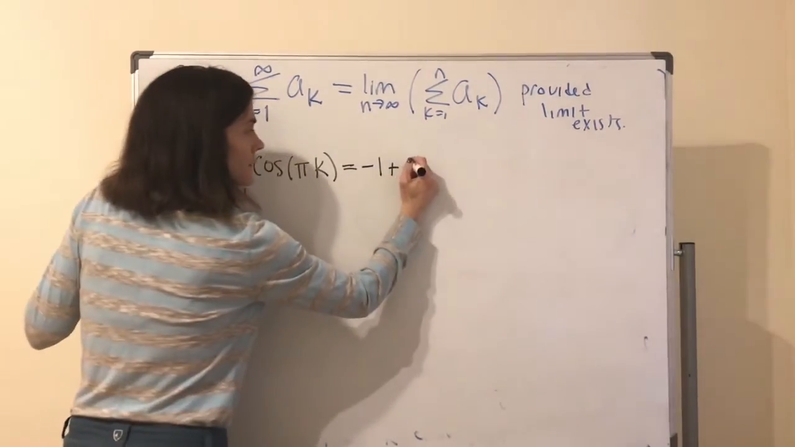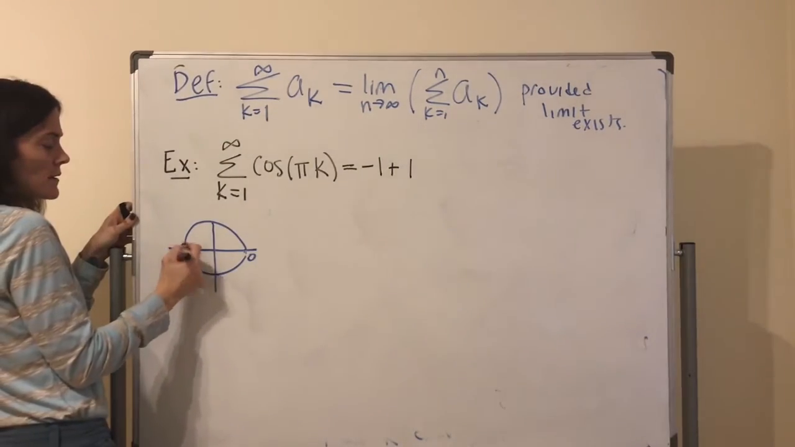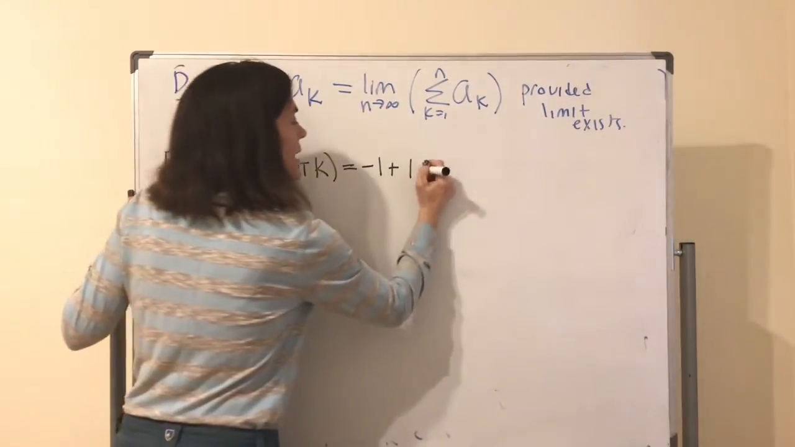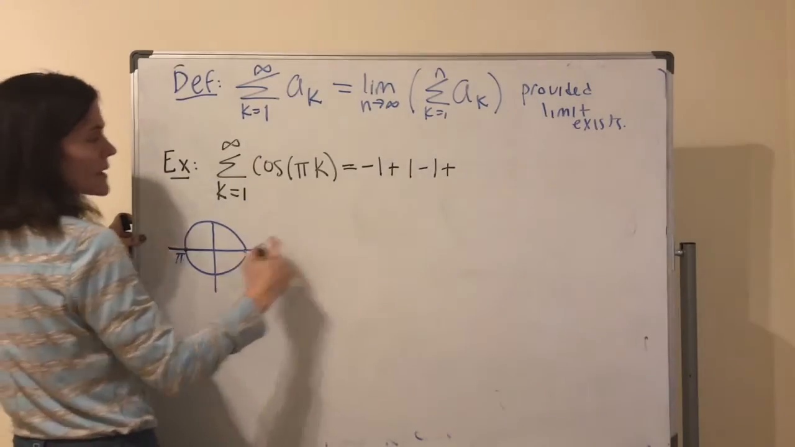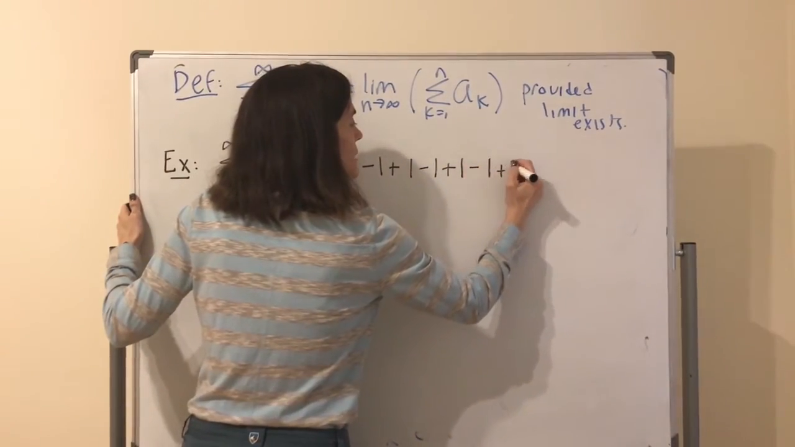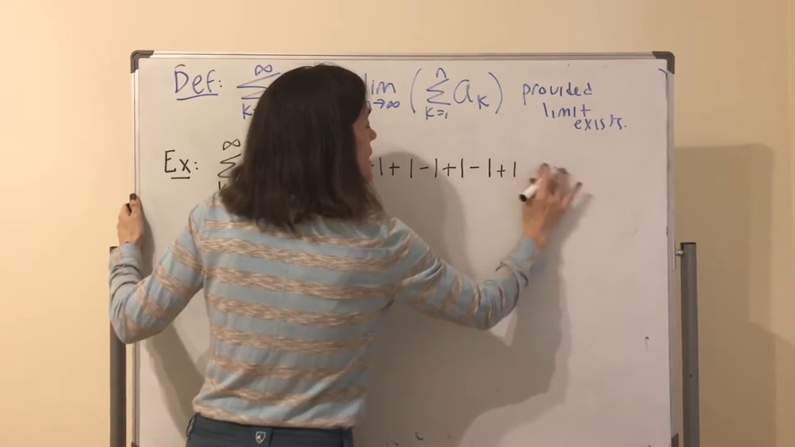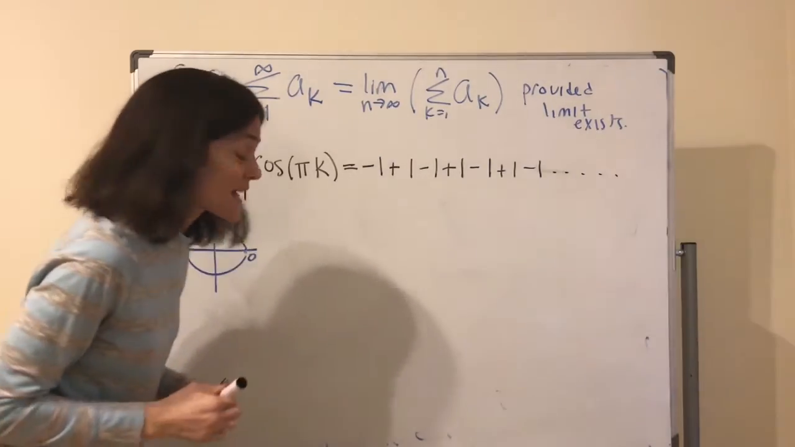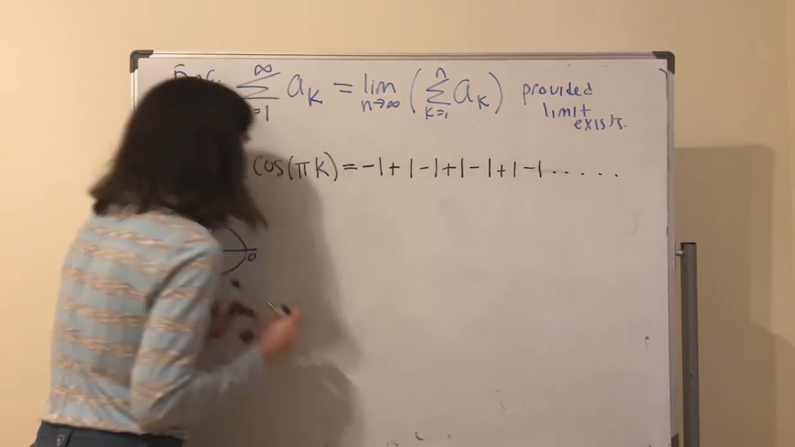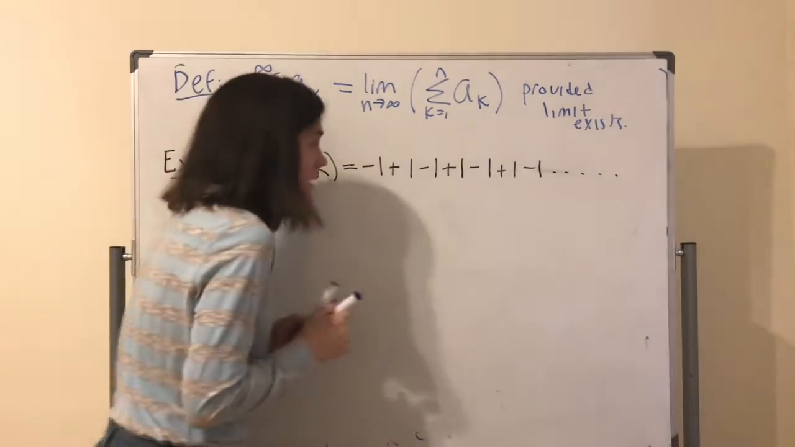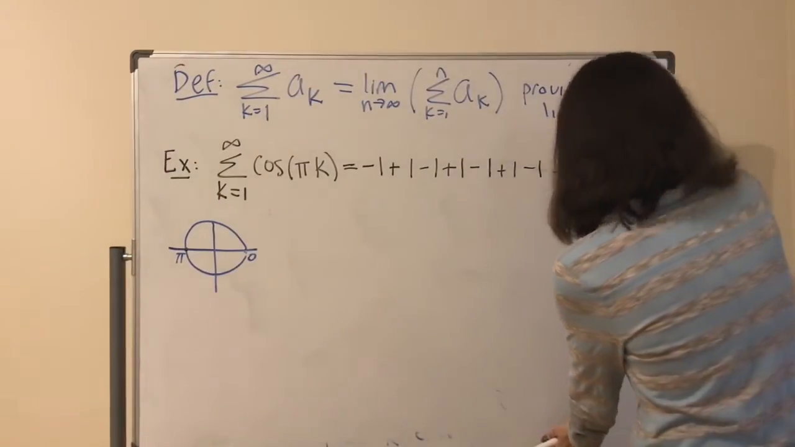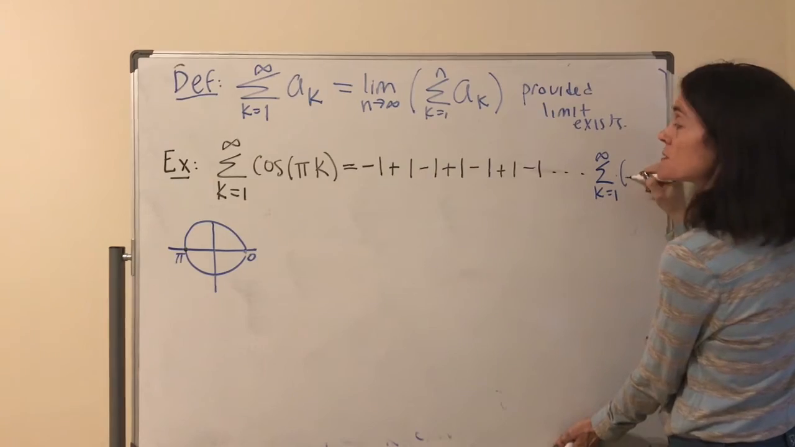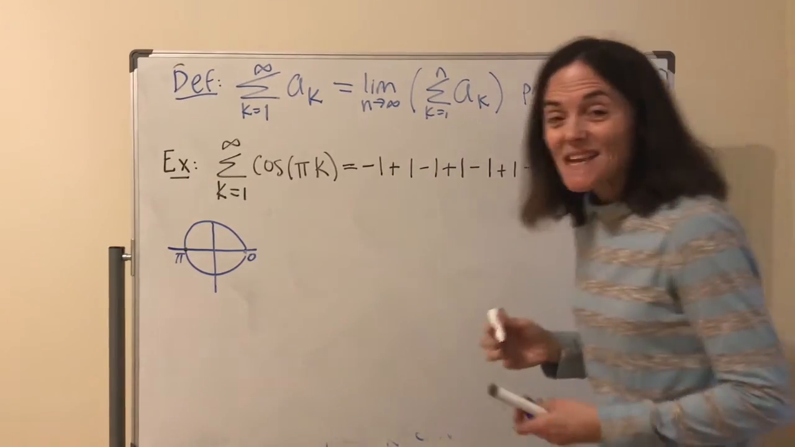This is 1. When k equals 3, we're back around here. Cosine of, well, pi again, although it's 3 pi, minus 1. When k equals 4, we're back here, plus 1. And then it's going to go minus 1, plus 1, like this. The next one would be minus 1. Another way we could write this exact same series, if you didn't want to have the trigonometry in it, is as a sum of minus 1 to the k. It's the exact same series.